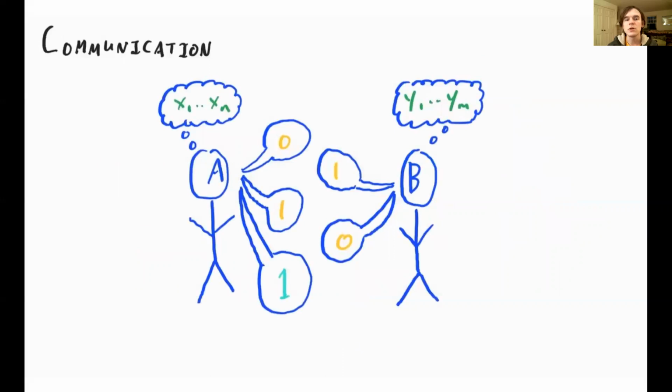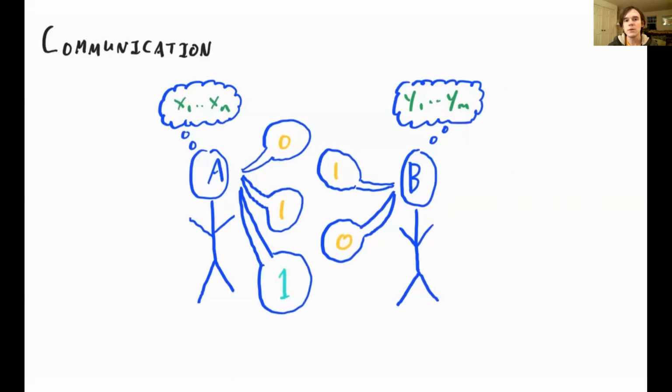Now let's look at our stronger model, communication complexity. So in communication complexity, we're not going to be dealing with one set of variables, the z variables, but we're going to be dealing with two sets of variables, the x variables and the y variables. And we're going to take each of those types and we're going to give them to a different person. So Alice is going to get the x variables and Bob is going to get the y variables.